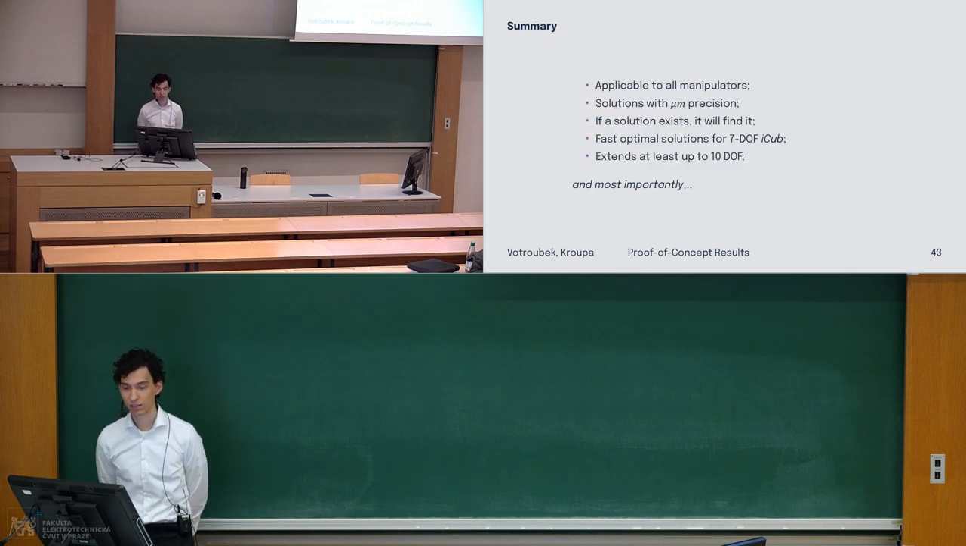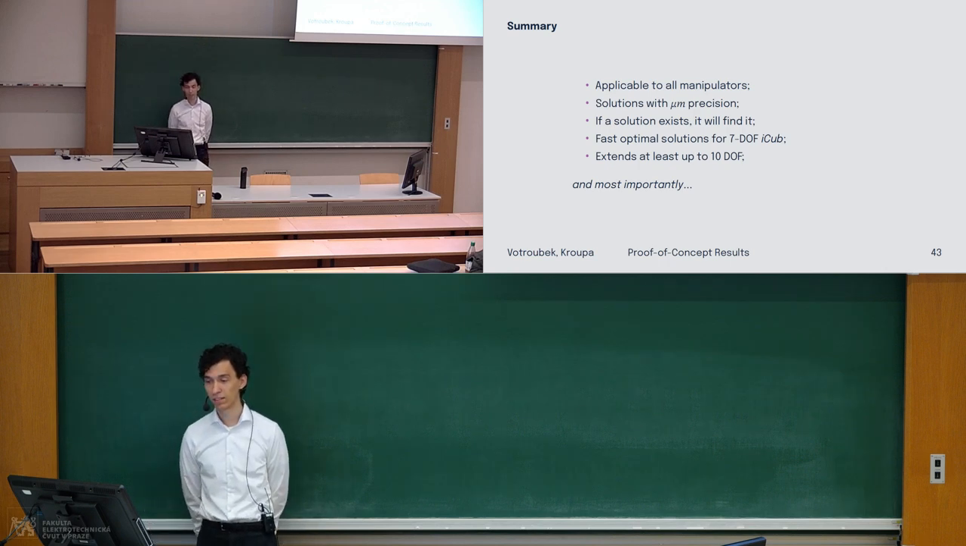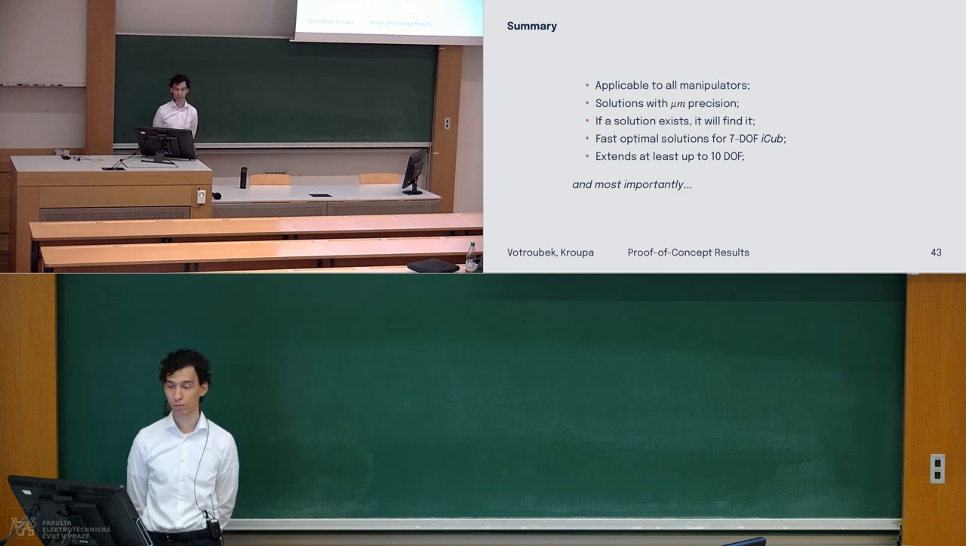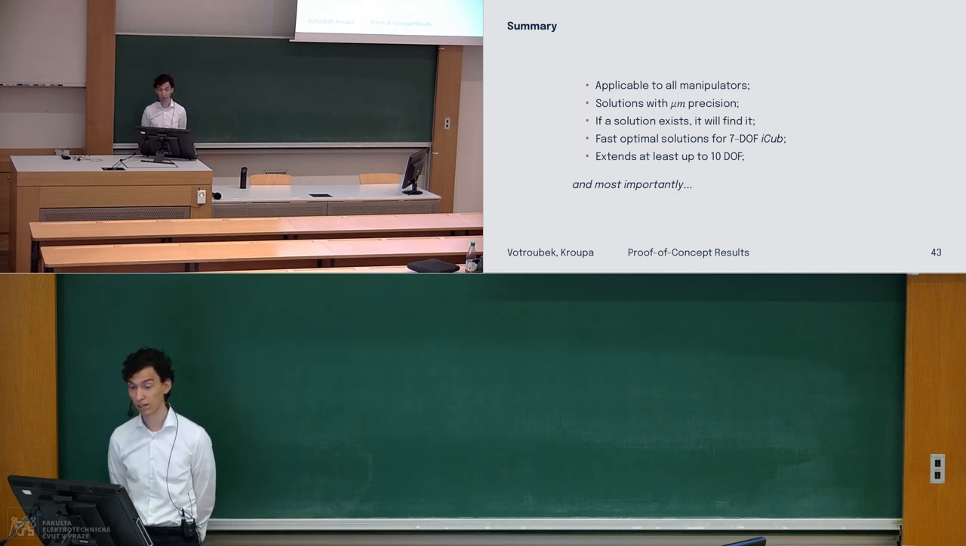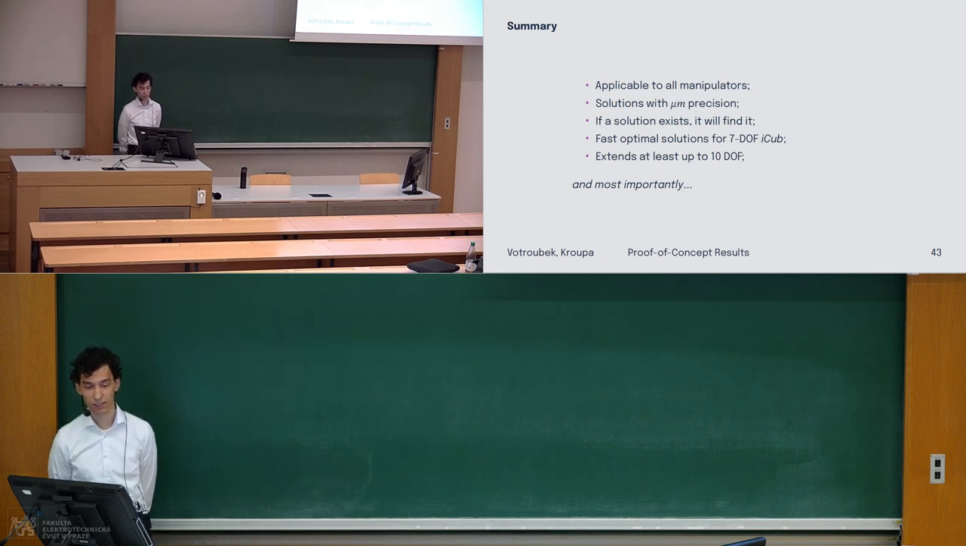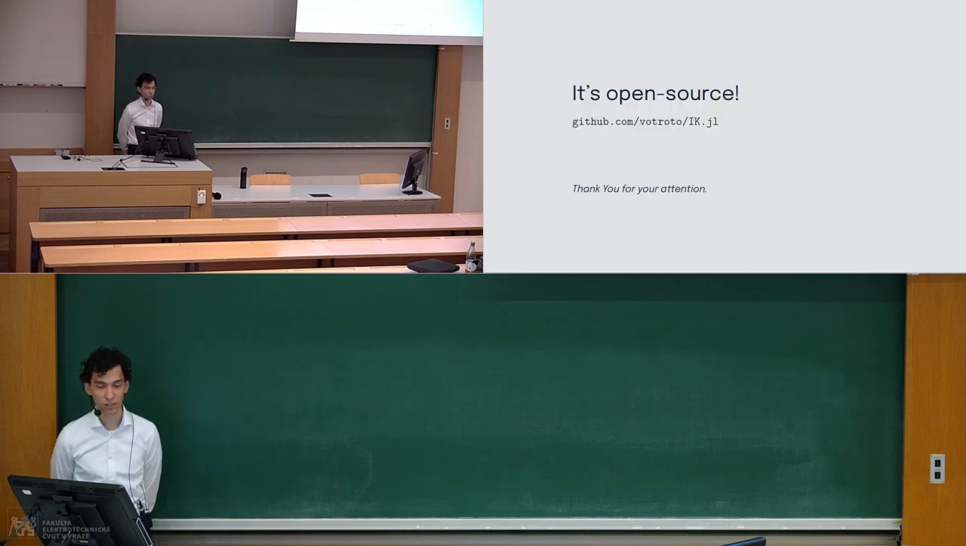Okay, so just a summary. This is applicable to all manipulators. That's the big feature of it. It can find solutions with micrometer precision. If a solution exists, it will find it. It will find a globally optimal one. If it doesn't, it will tell you certainly doesn't exist a solution. And it extends at least up to 10 degrees of freedom. And most importantly, it's open source, so please try it.